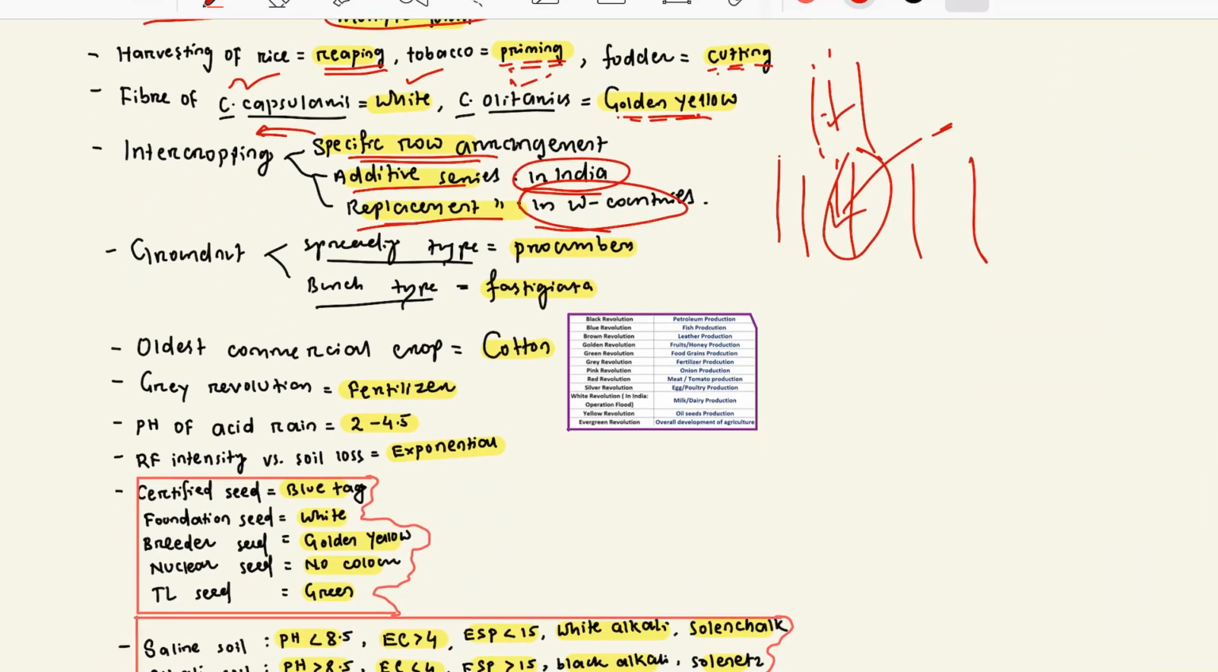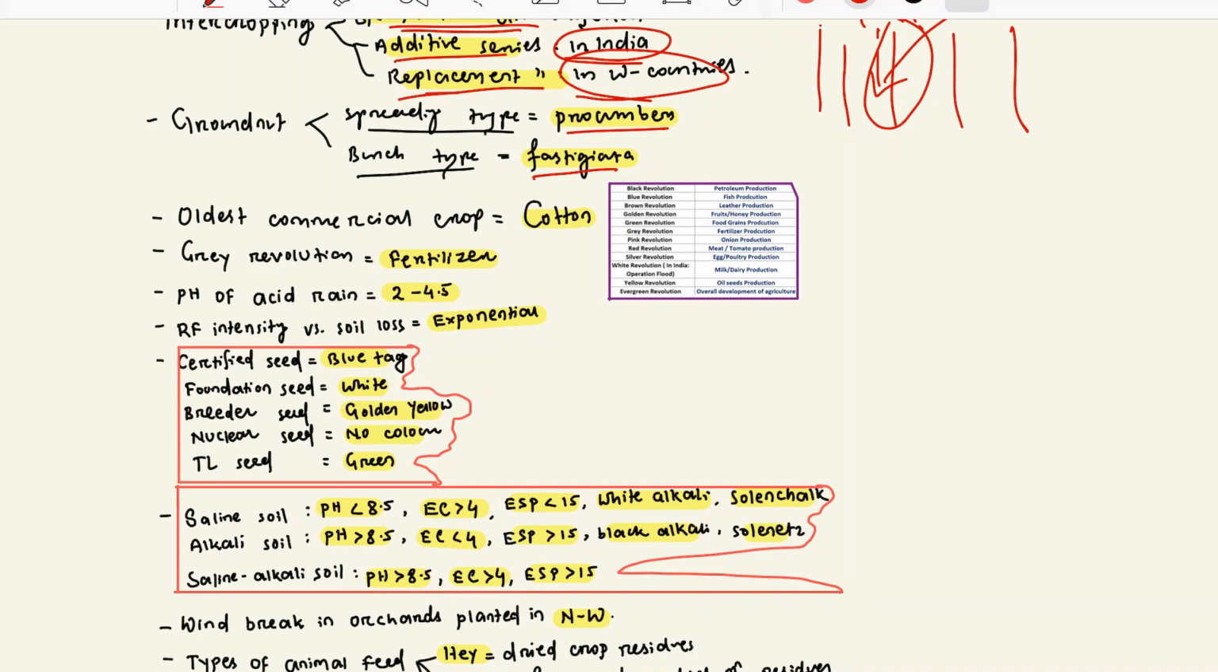Then groundnut, there are two types of groundnut found. One is the spreading type, that is procumbens, and there is the bunch type, that is fastigiata. Which one is the oldest commercial crop? This is cotton. Grey revolution is for fertilizer.